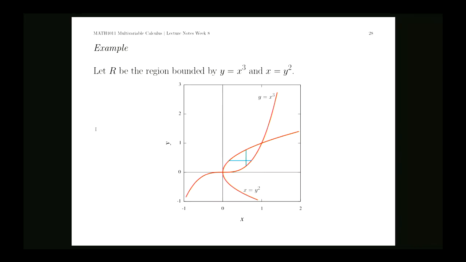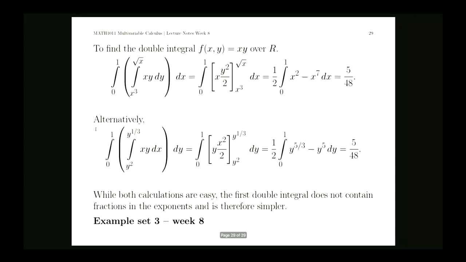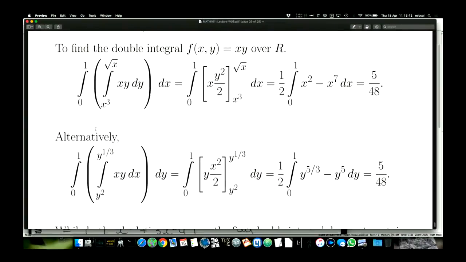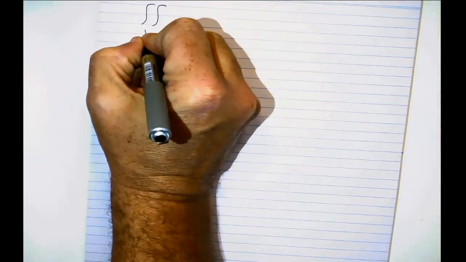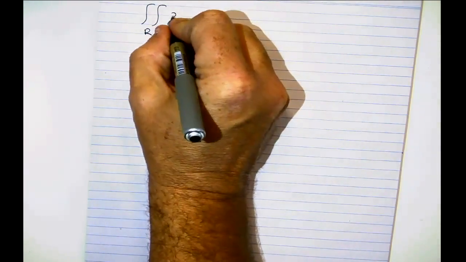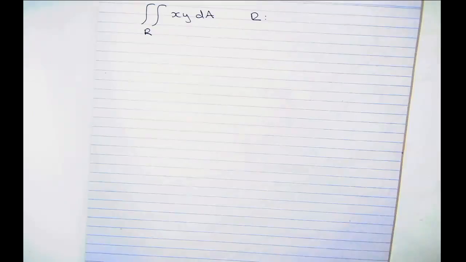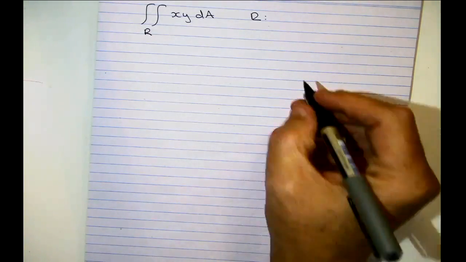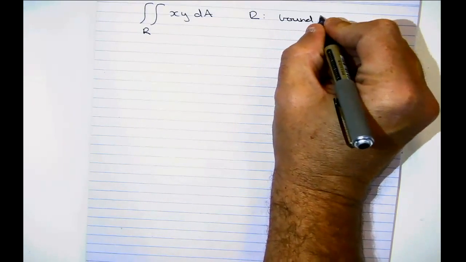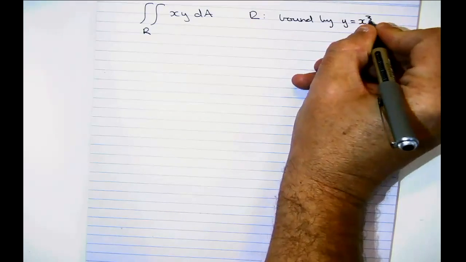Let's think of this one. Let's say I'm going to do a double integral over a region bound by y equals x cubed and x equals y squared. I'm actually going to do this by hand to show you the process. So basically, this is the question. You don't have to write it, it's in there. I've asked you to find the double integral of the surface xy, where R is the region bound by y equals x cubed.